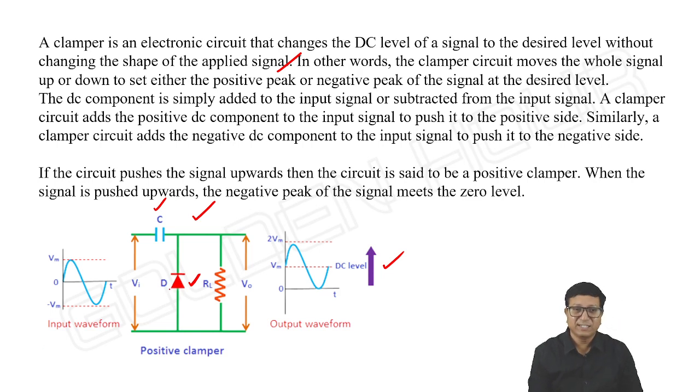That is also possible. Without any DC source, the circuit simply shifts the DC level, or it adds a DC which is equal to the peak amplitude of the input. The diode is upward, so it is adding a positive DC to the given input, and the signal is pushed upwards by an amount equal to the peak amplitude of the input. All the negative peaks will meet the 0 level. When a signal is pushed upwards, the negative peak of the signal meets the 0 level. That's the thing here.